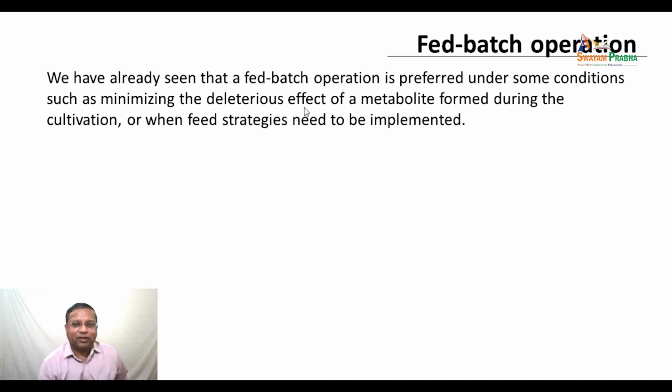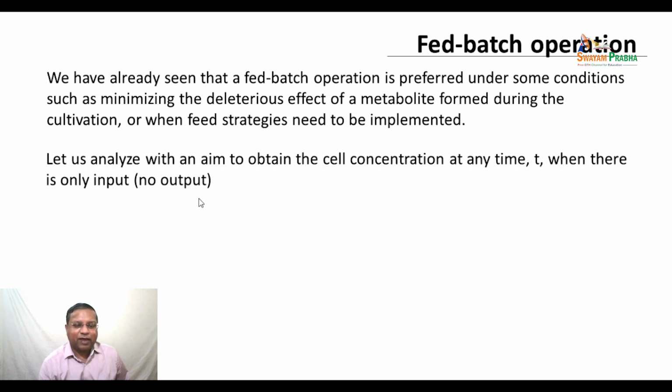We've already seen that the fed batch operation is preferred under some conditions, such as minimizing the deleterious effect of a metabolite formed during the cultivation, or when some special feed strategies need to be implemented. This is one of the situations where one would prefer a fed batch operation. Let us analyze this operation with an aim to obtain the cell concentration at any time t when there is only input. I am just taking one simple case to start you on the analysis. It can get a lot more complex. As long as you know the functionality, you will be able to get expressions and solve them towards your needs later.